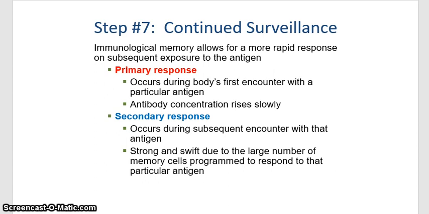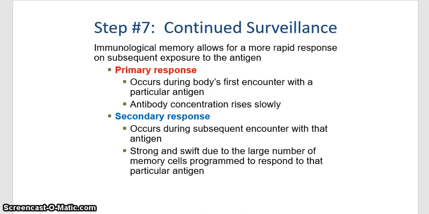So we want to talk about continued surveillance of these pathogens that we have encountered and the difference between a primary immune response and a secondary immune response. The secondary immune response is, of course, much more effective because it is a pathogen that our body has already prepared to deal with. So those memory B cells and memory T cells can be very useful in subsequent exposures to that same pathogen.